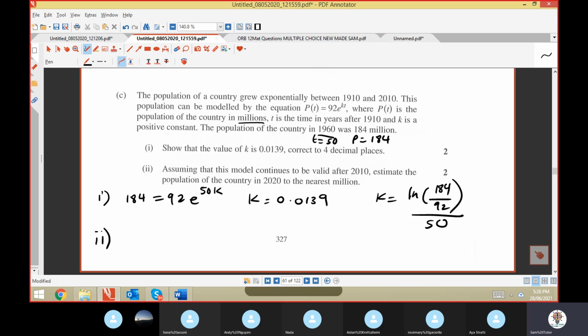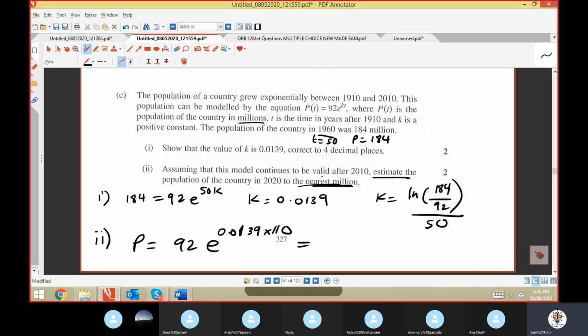Assuming that this model continues to be valid after 2010, estimate the population of the country in 2020 to the nearest million. Okay, that's easy. That was 100 years. So now you're doing it for 110 years, right? So very easy. The population equals 92 e^(k times 110). Again, the only place you could really go wrong is nearest million. Just be careful with that.